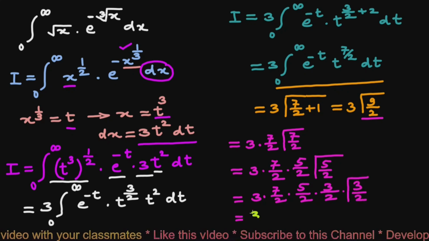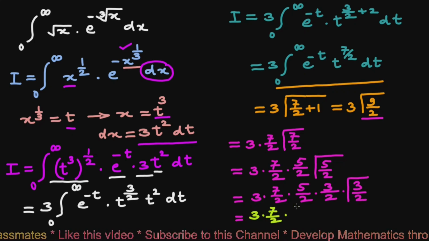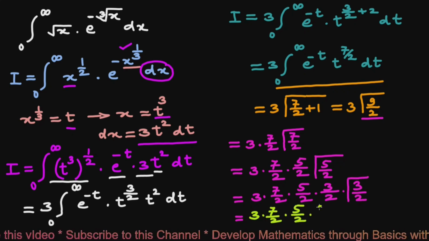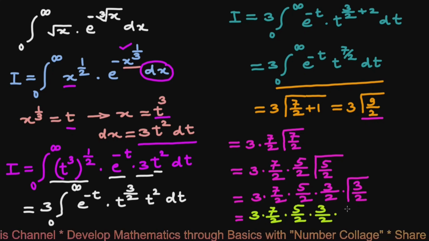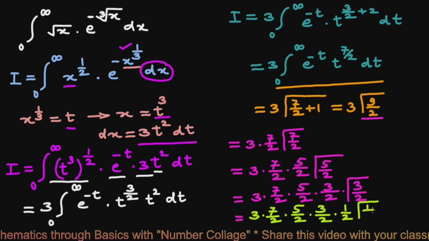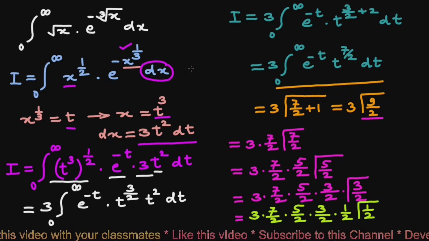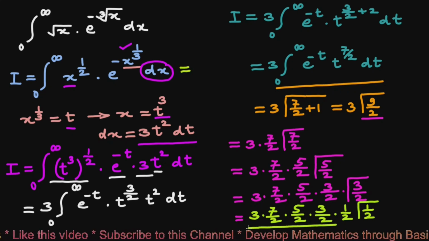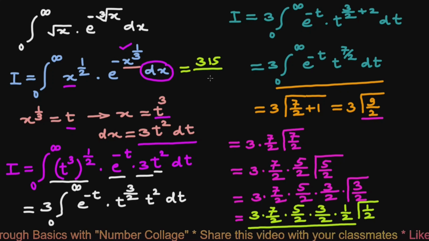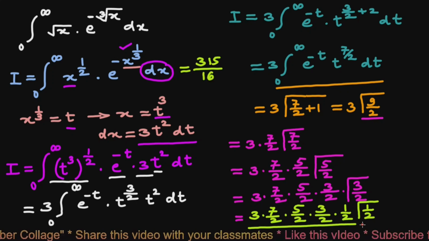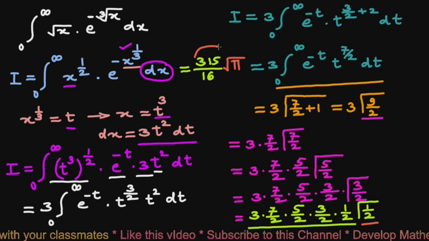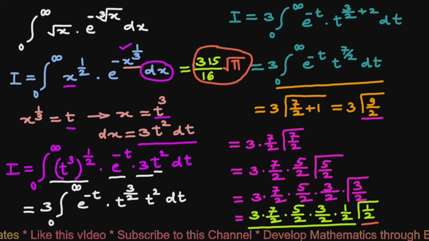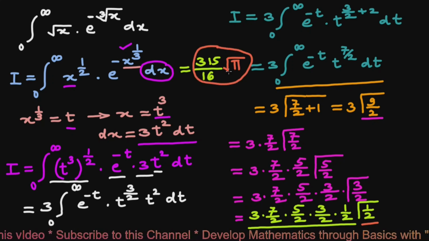It will be 3 into 7 by 2 into 5 by 2 into 3 by 2 into gamma 3 by 2 will be 3 by 2 minus 1 half into gamma half, which finally will be the product of all these numbers, 315 upon 16, and this gamma half will be square root pi. So this will be the value of the integral, 315 by 16 square root of pi.